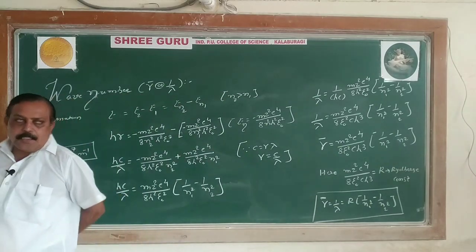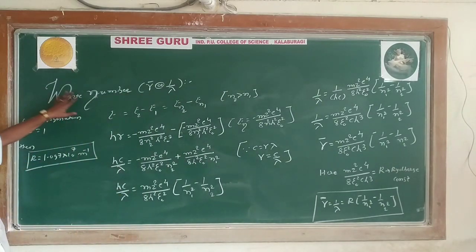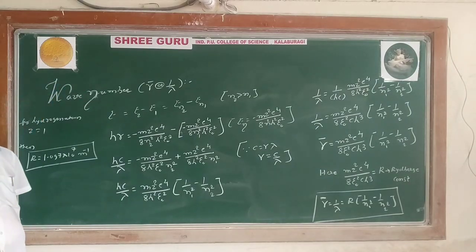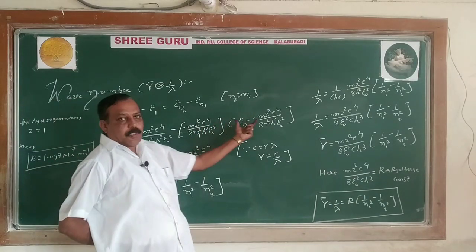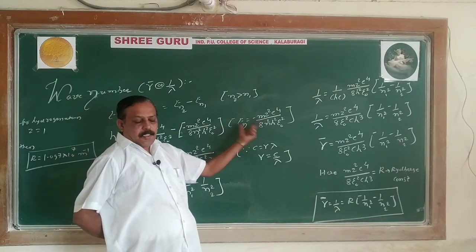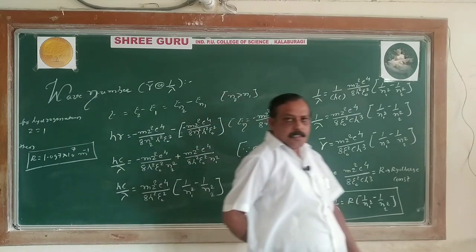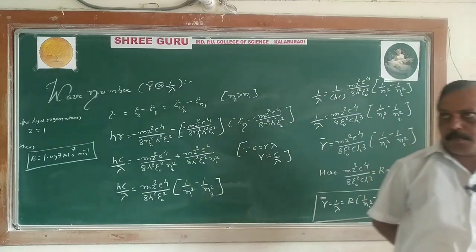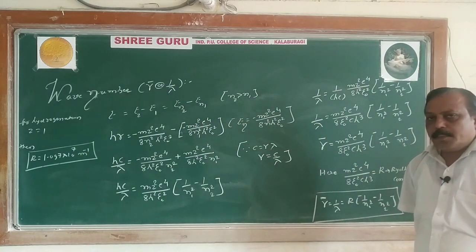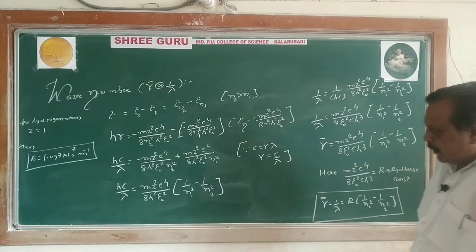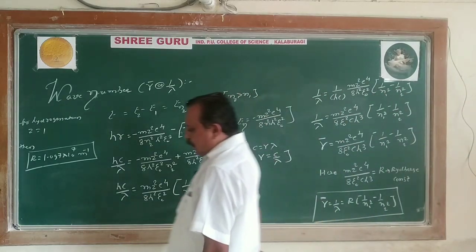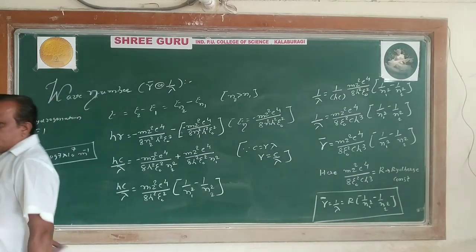Is it clear? Expression for wave number, simply I have written here wave number. Is it clear? Yes. Did my hints work? Did you get the hints? Nth orbital radius, nth orbital energy, right? Is it clear? If you have understood, let me go for the next spectral series.